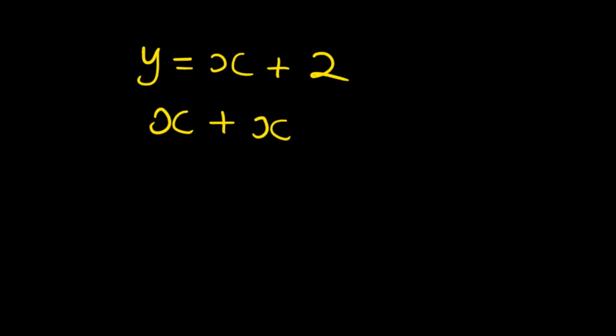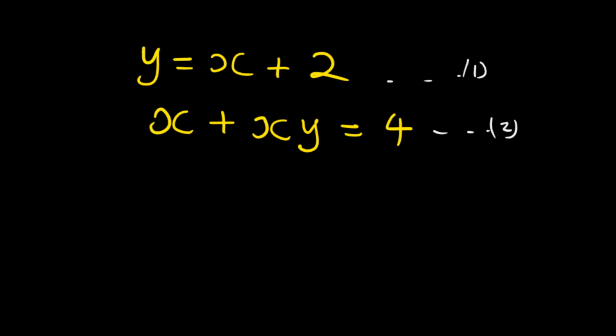Hi guys, so in this video we're just going to be focusing on simultaneous equations, right? So the first equation that we have is y equals x plus 2, and then the second one is x plus x multiplied by y equals 4. So let's say this is your equation 1 and this is your equation 2, right?